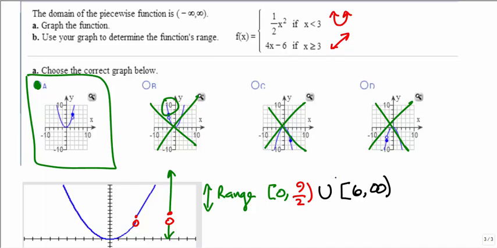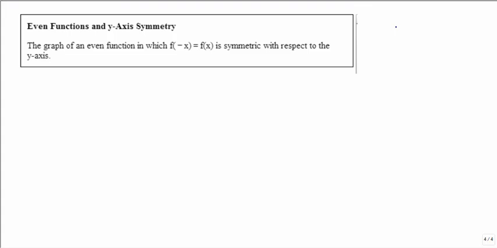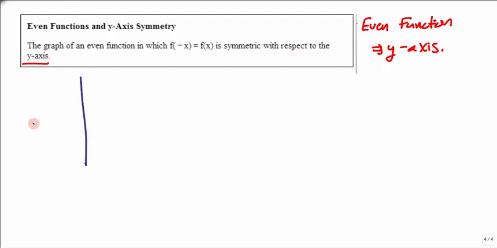Now another thing that we can talk about is symmetry. So when we start to talk about symmetry, we basically are referring to whether a function is even or odd. So let's go ahead and start with an even function. An even function is basically symmetric with respect to the y-axis, the vertical axis. So the even function, we want to remember, is symmetrical with respect to the y-axis, so even y. So an example of this would be something that's symmetric with respect to the y-axis, would just be a nice parabola opening up.